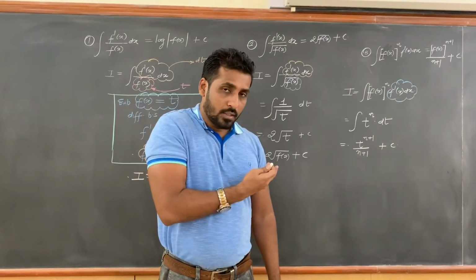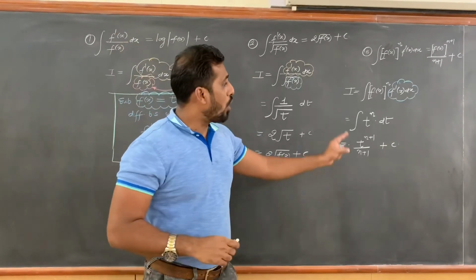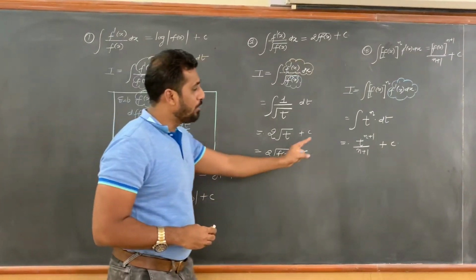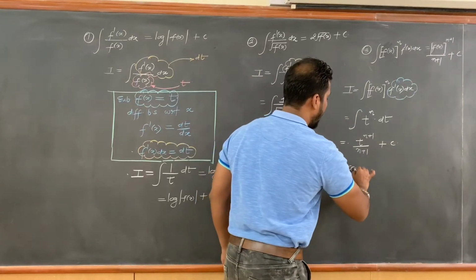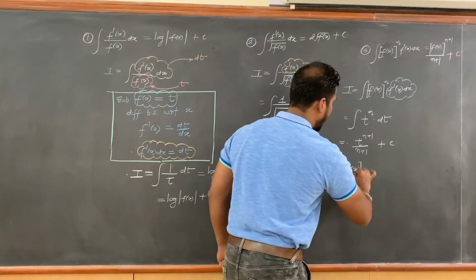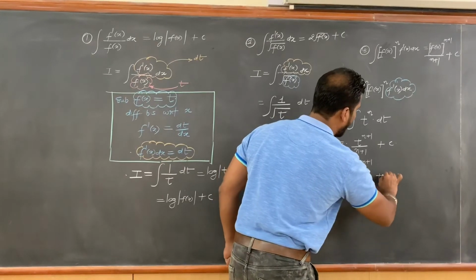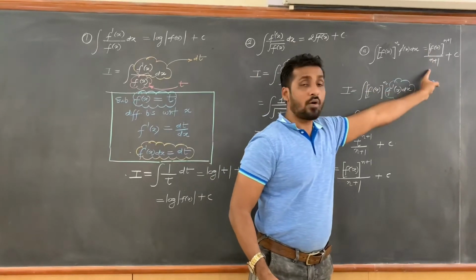But students, as we know that t is the substitution that has been brought by us in the problem, isn't it? So that means we need to replace it back to the original variable. What was t if you remember? T was f of x. So I'm going to replace this t by f of x and answer comes f of x raised to n plus 1 upon n plus 1 plus c. So that's my answer. Observe f of x raised to n plus 1 upon n plus 1 plus c.